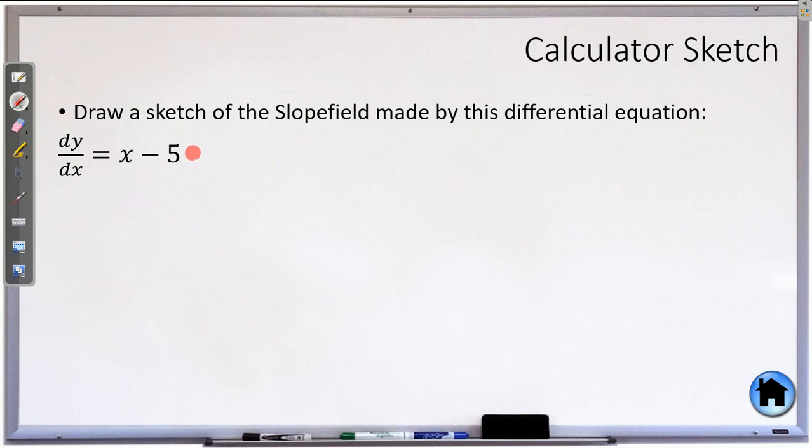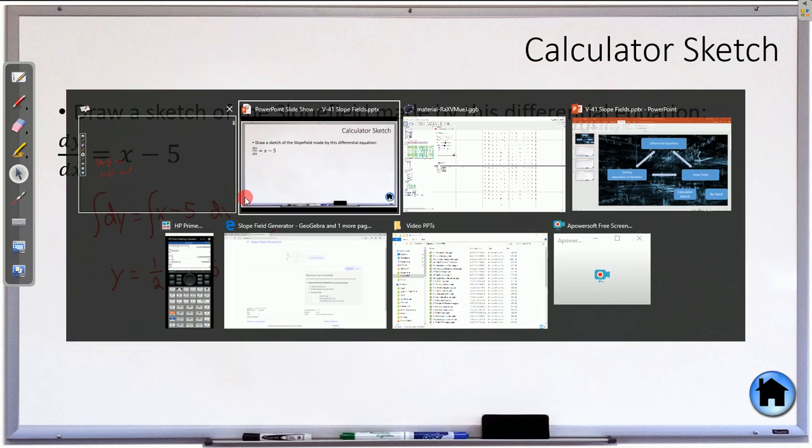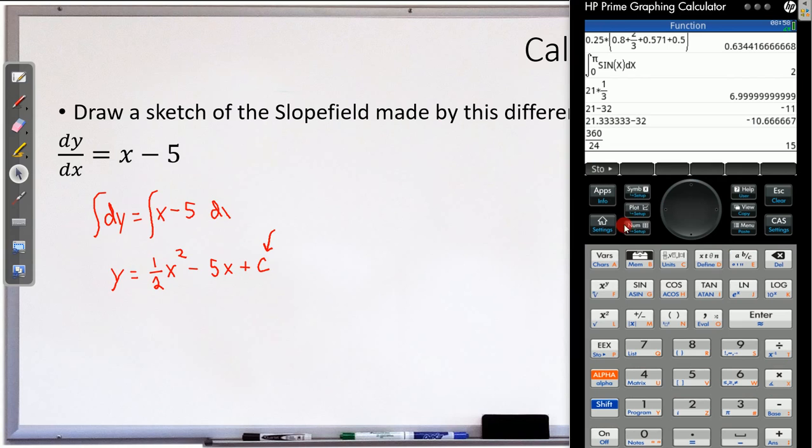So move the dx over here. You're left with dy is equal to x minus 5 dx. You can take the integral of both sides, and you're left with y is equal to 1/2 x squared minus 5x plus c. And what we're going to do is graph this equation and simply put in a bunch of numbers for the c to give us an idea of what this slope field will look like, because your calculator sadly cannot graph slope fields that I know of.